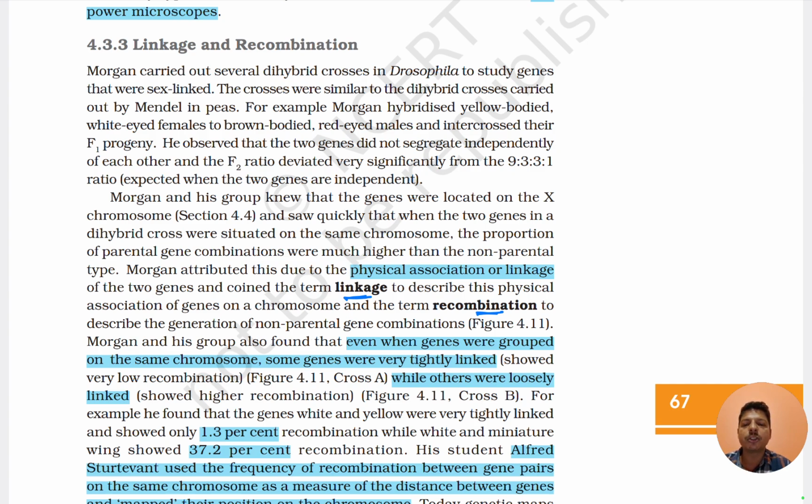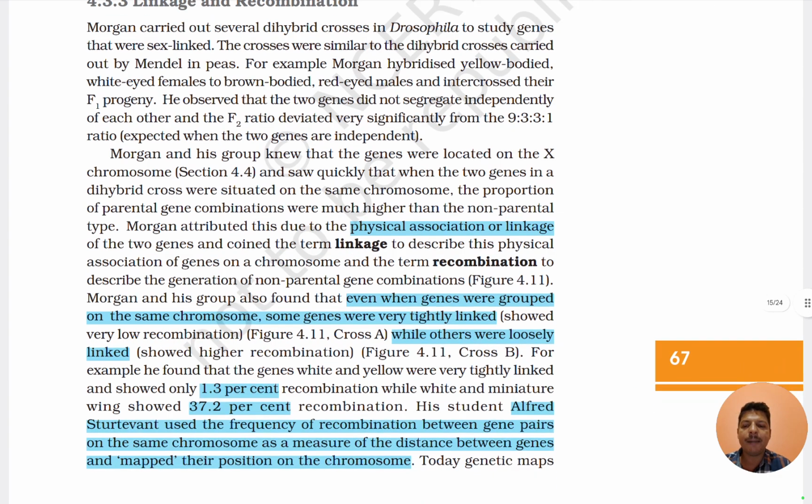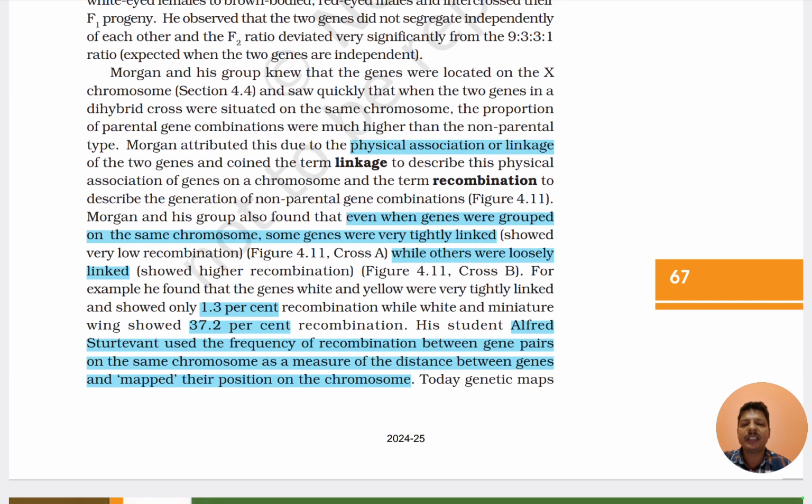Morgan and his group also found that even when genes were grouped on the same chromosome, some genes are very tightly linked, which shows very low recombination, while others are loosely linked and show high recombination. Percentages such as 1.3% and 37.2% recombination were found.